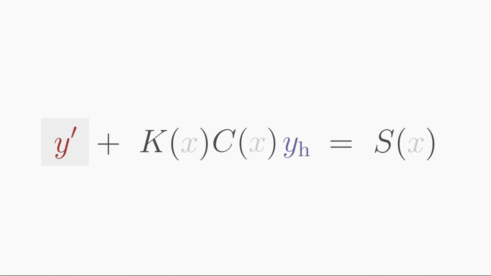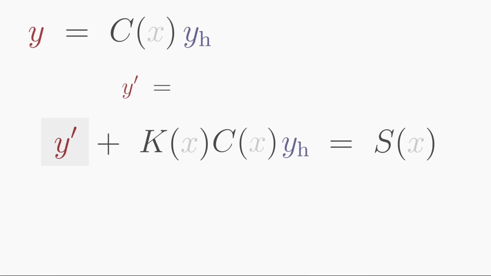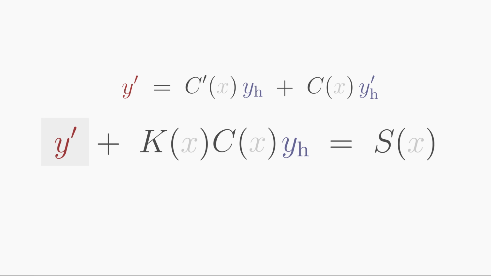We also want to replace the derivative y prime with our ansatz. To do this, we must first differentiate y with respect to x. Since both c and yh depend on x, we need to apply the product rule. You do this by differentiating c once, leaving yh, and then leaving c and differentiating yh. The result is the derivative of our ansatz. Now we insert the derivative y prime into the inhomogeneous differential equation.